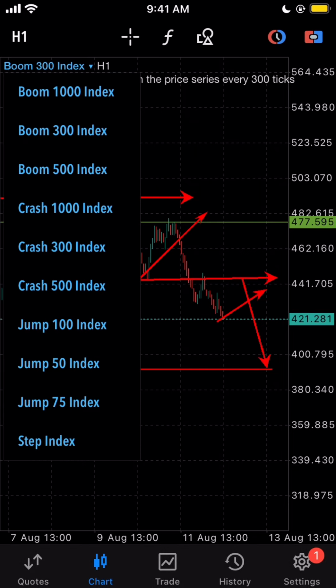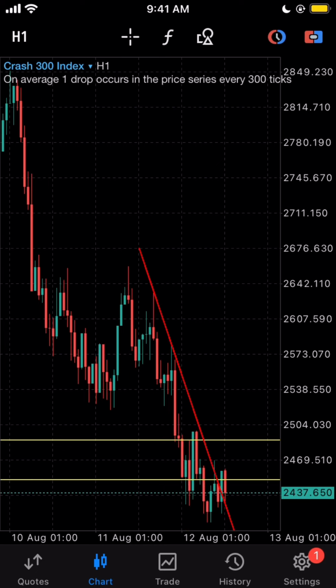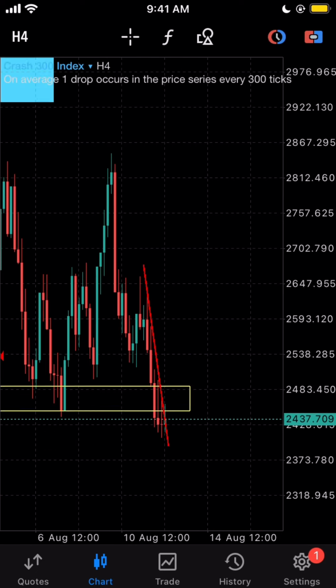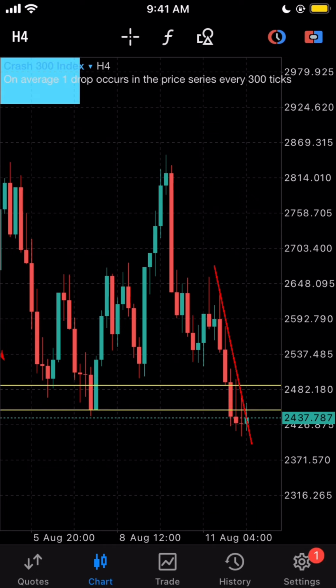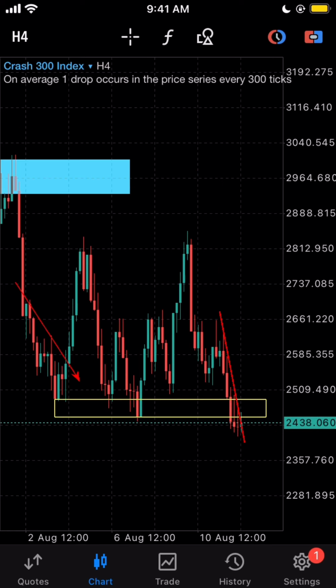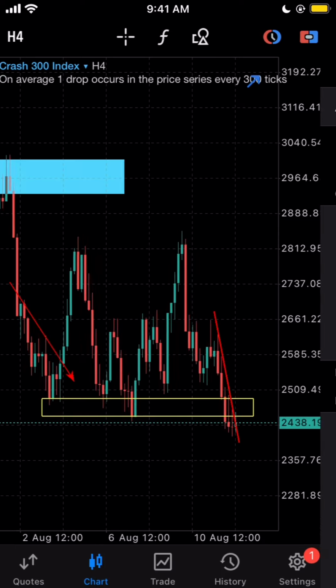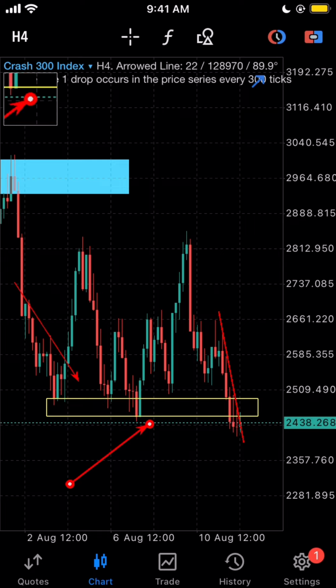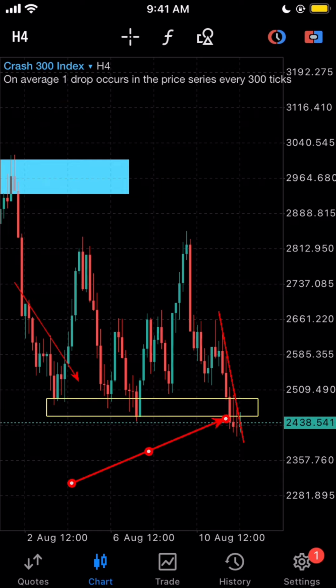Now let's go to Crash 500. Yeah, let's go to Crash 300. In Crash 300 also, what we expected is already happening. The strategy, especially the liquidity strategy that we follow, is currently playing out on Crash 300. This is the 4-hour time frame. If you zoom out, you can see this rectangle area is a very important, crucial support area. At this area, the market bounced up, again bounced up here, and again we have another bounce. So what we did was we waited for the price to come back down to this rectangle area and waited for the market to give us some kind of signal or information.